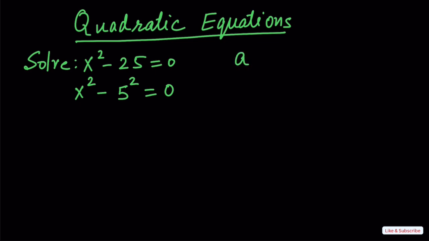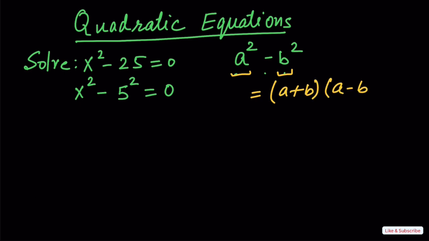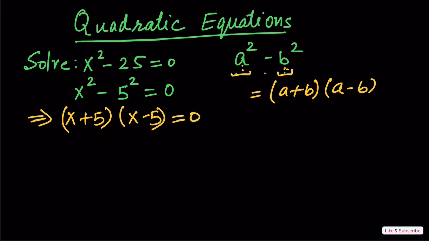So I can apply this formula or this identity, which is a squared minus b squared. That is the difference of the squares of two numbers a and b. The identity is (a plus b) into (a minus b). That is your first term plus second term and first term minus second term. Same thing we can apply here. We can rewrite this as (x plus 5) and (x minus 5), and that is equal to 0.